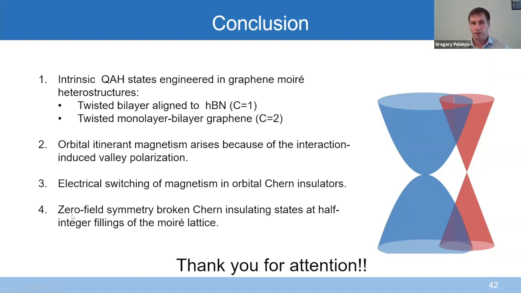And moreover, we can also see these higher order correlated states, which occur at half fillings of the Moire superlattice, and which are zero field symmetry broken Chern insulators. Yeah, and with this, I would like to thank you, and I would be happy to answer any questions and continue the discussion.